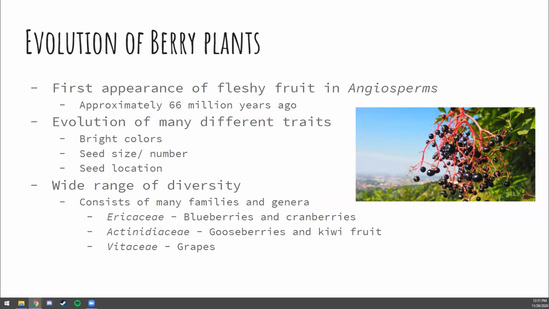Berries come from angiosperms, which are considered to be extremely diverse and consist of many different families and genera, including Ericaceae, which includes blueberries and cranberries, Actinidiaceae, which are gooseberries and kiwi fruit, and Vitaceae, which include grapes.